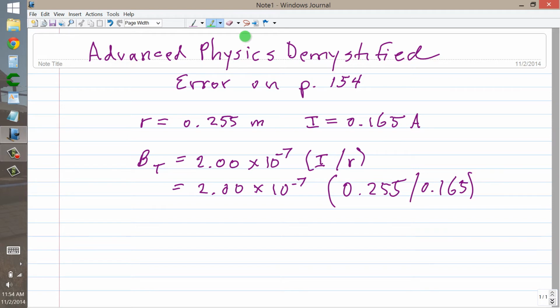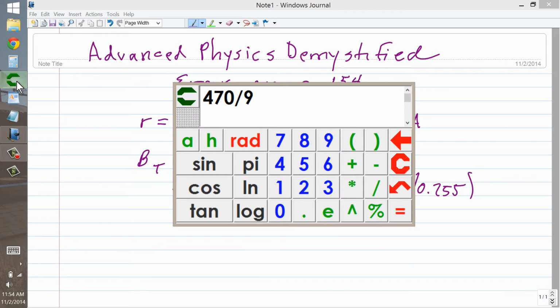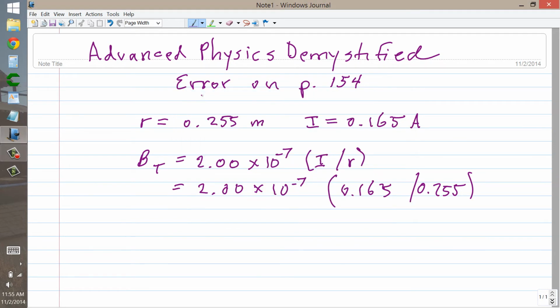What we need to do here is simply transpose these values. So we get 0.165 divided by 0.255. Now when I go to my handy dandy calculator, calcute, we use 0.165 divided by 0.255, and we get 0.647. 0.647, okay? Let's remember that. 0.647 is this value right here.